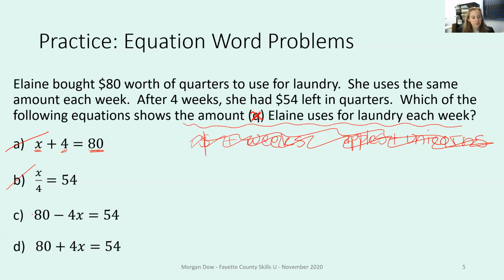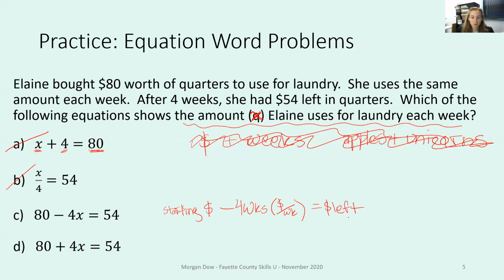Choice C is saying $80, like her starting dollars, minus 4 weeks times the number of dollars per week, equals what she has left. So her dollars that she has left after 4 weeks.